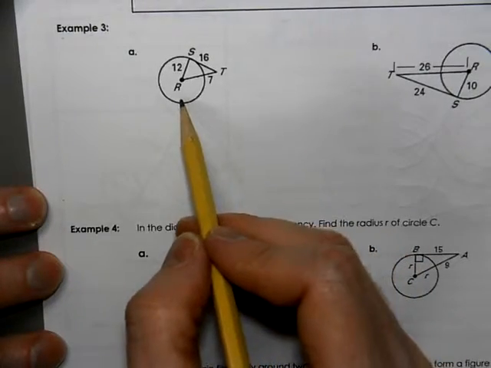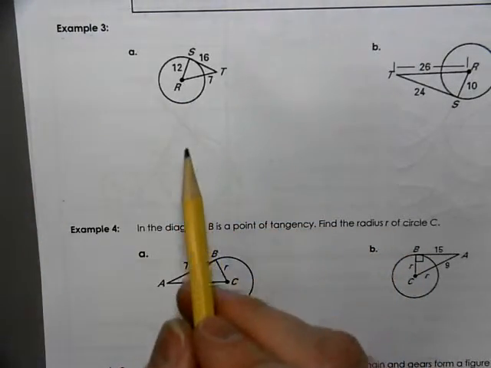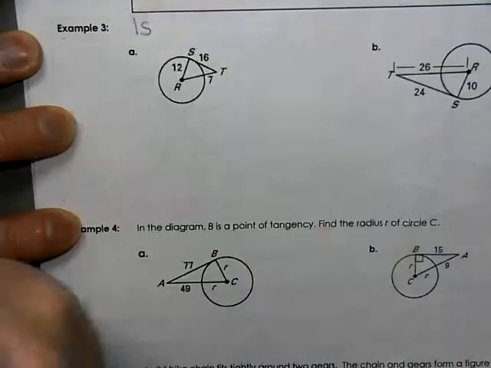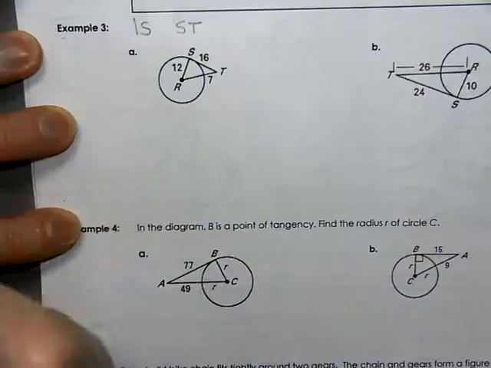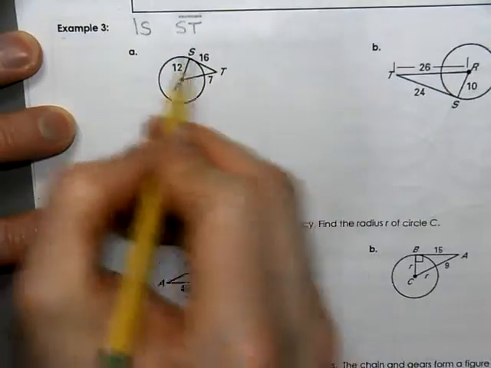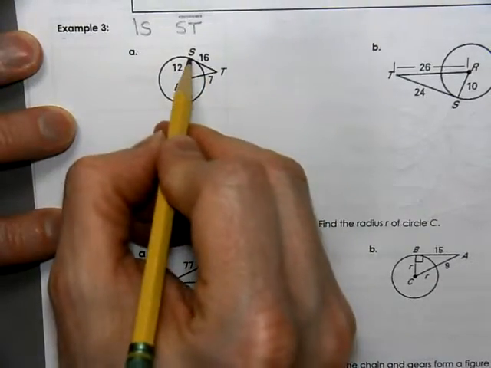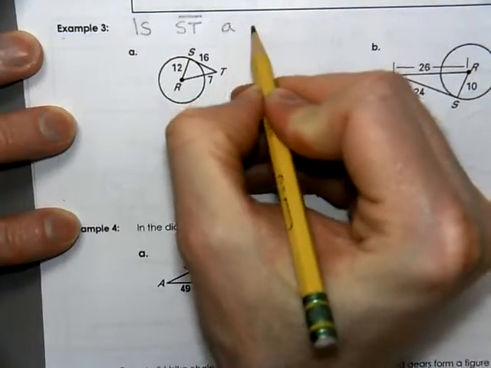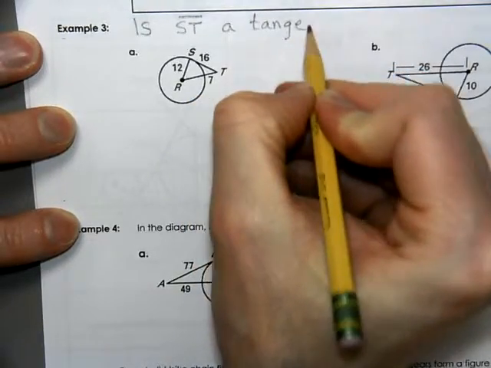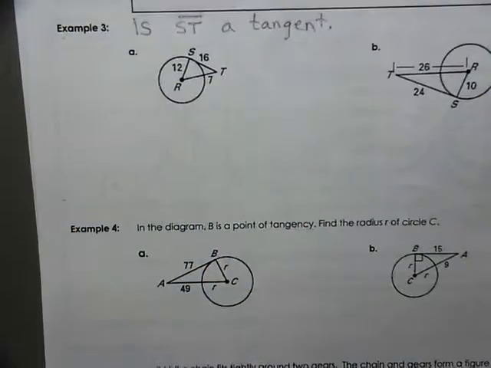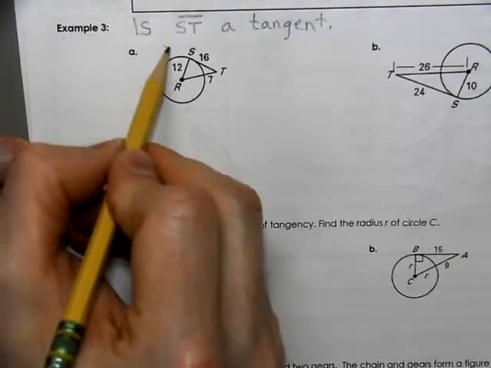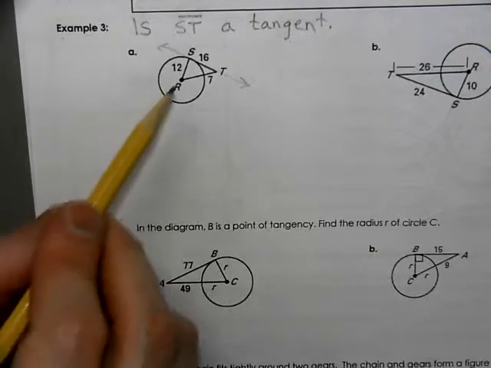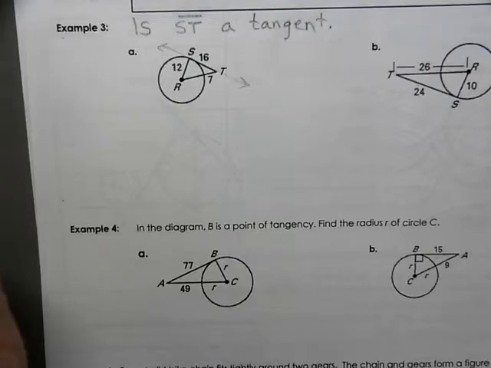So we can come down here, and what we're checking to see is, ST, that could be a segment or it could be a line, but it is touching the circle at exactly one point. Is ST a tangent? Okay, don't get confused that it's not a line. You could pretend that it goes on forever in both directions, but it's considered tangent if it touches at one spot and is 90 degrees.